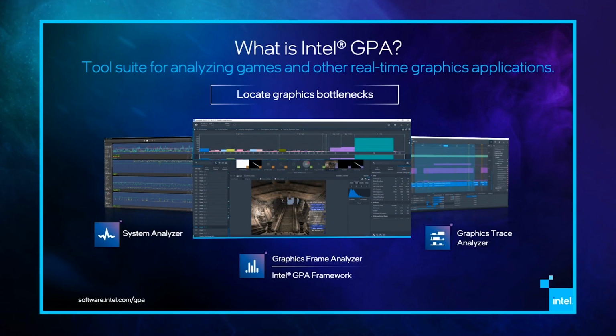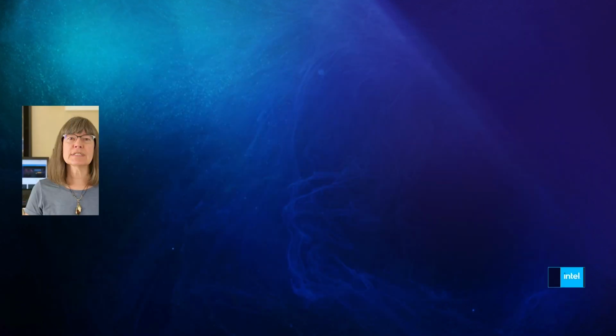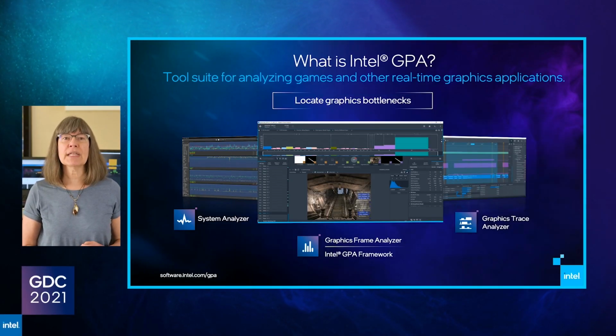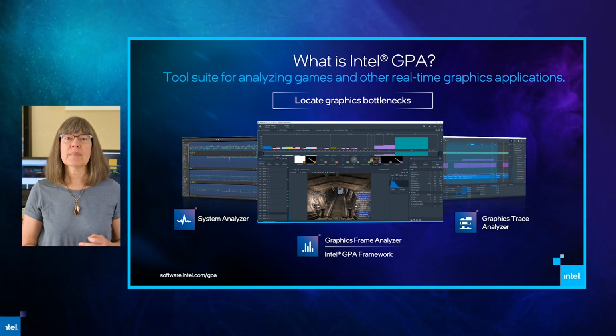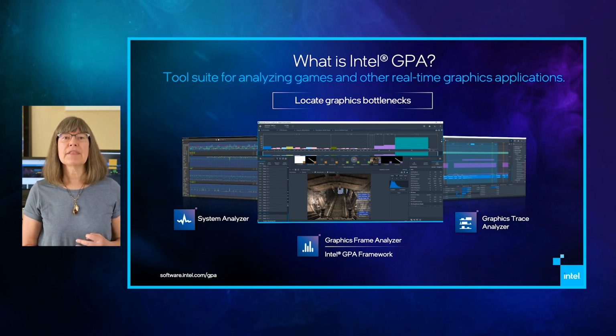Intel GPA is a set of analysis tools that help profile applications to find rendering bottlenecks. With this tool suite, you have the capability to analyze in real time or analyze captured data statically. First, we have System Analyzer that allows you to visualize metrics and other data in real time as you play your game. This helps you find the areas of interest in your application that you want to analyze further.